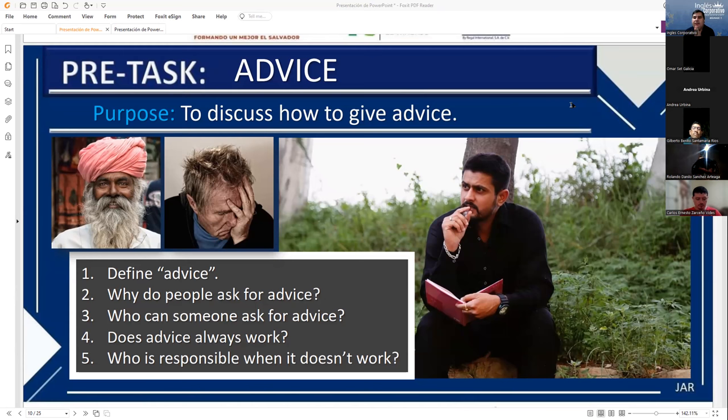Pre-task advice. The purpose is to discuss how to give advice, when to give advice, who to ask for advice, etc. How would you define advice? What's your definition for advice?